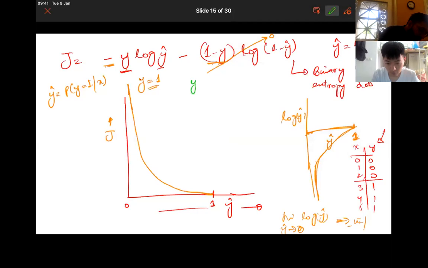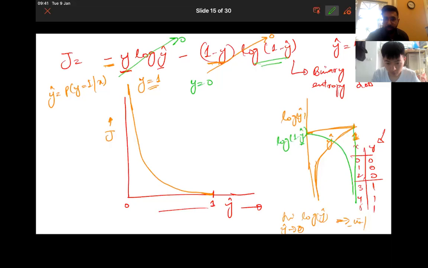The second part is y equal to 0. So when y equal to 0, this part goes to 0, right? And we just have to look at this part, log of 1 minus y hat. Let me plot this here. First, let's just plot log of 1 minus y hat. When y hat approaches 1, 1 minus y hat approaches 0, and you would see that this would be like this. When y hat approaches 0, 1 minus y hat approaches 1, and you get 0. Everyone understands how I plot log of 1 minus y hat?